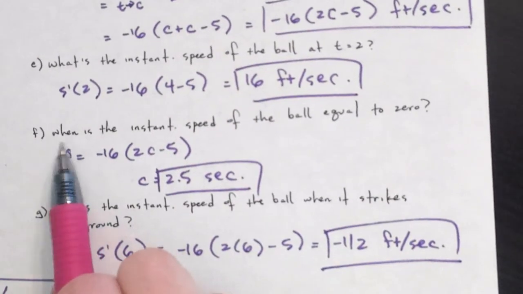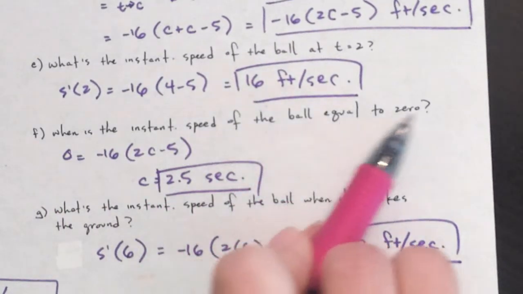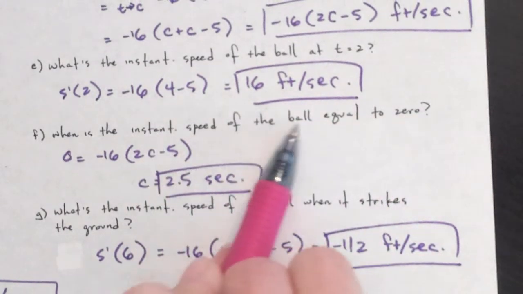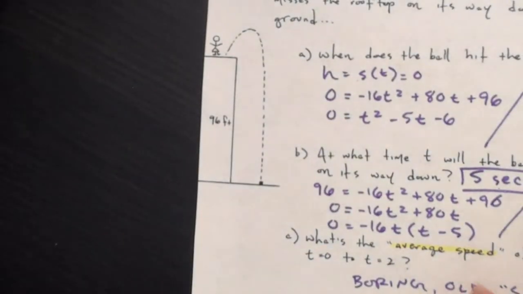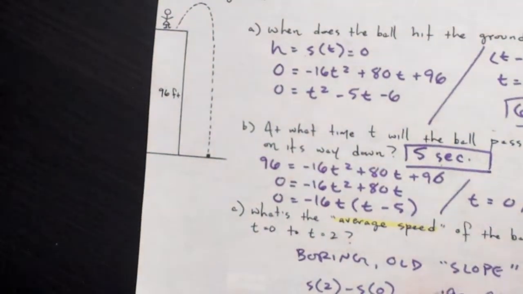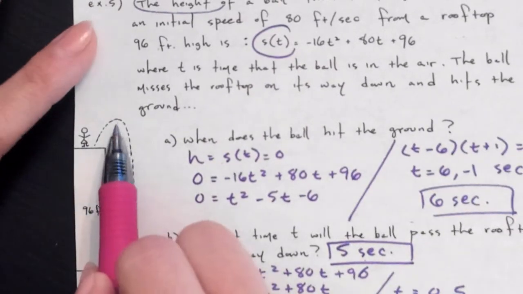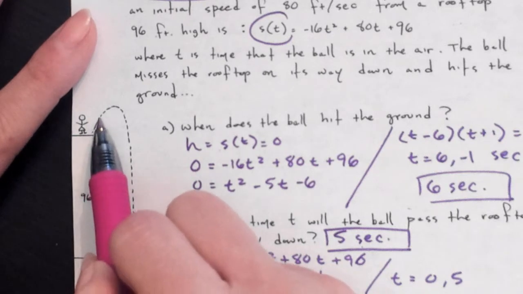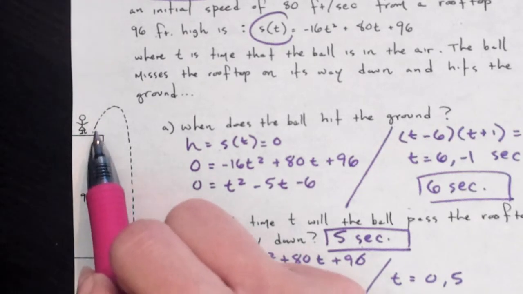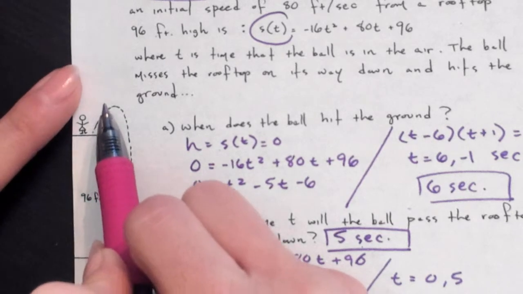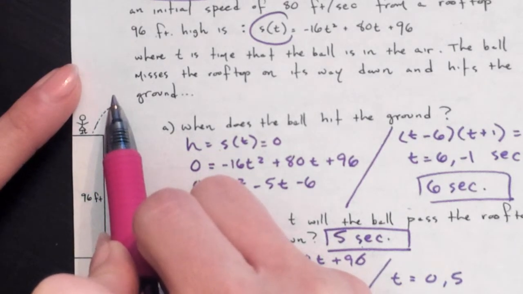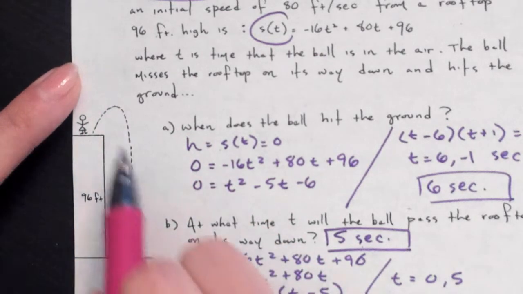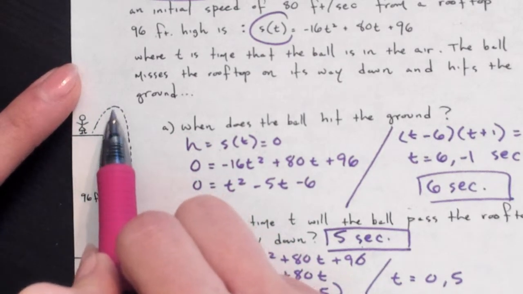Okay, so this one, I'm going back to, when is the instantaneous speed of the ball equal to 0? If the instantaneous speed of the ball is equal to 0, we're going to look back at this picture. Oh, my computer keeps doing that, and I'm really sorry. Okay, so if you look back at this picture, when is the speed 0? So imagine when the ball's speed is 0. It goes up, and then it slows down, and then it hits 0, and then it comes back down. So the speed is 0 here.